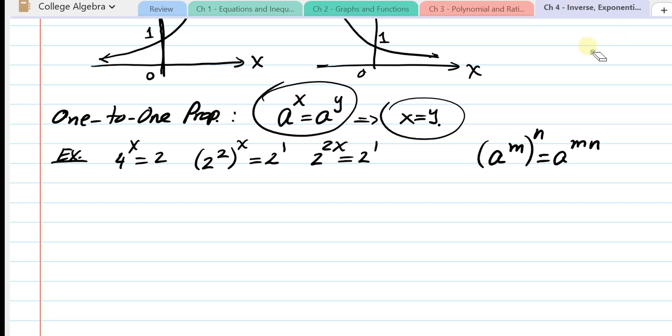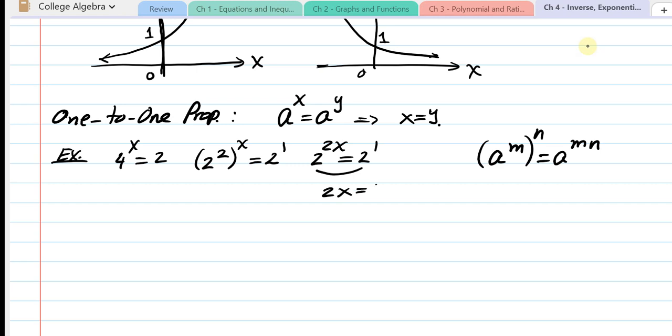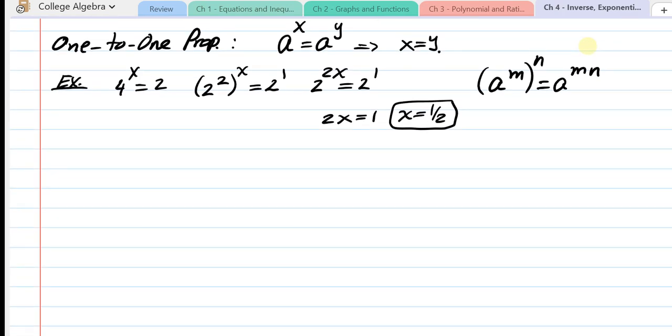And according to that principle, if the bases are the same, the exponents must be the same. So I'm going to say 2x is equal to 1, and then we can easily solve for x there. So x must be 1/2. And there's the answer to this one. Very handy property. Let's look at another example.